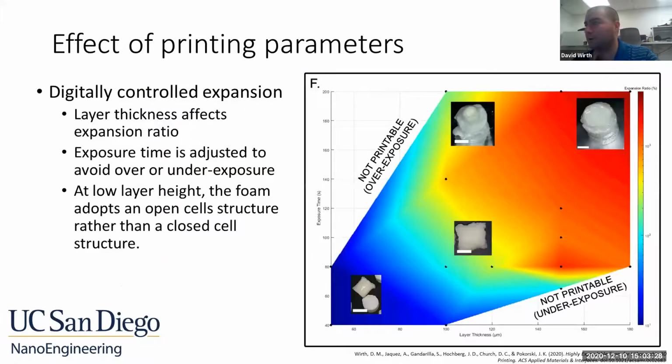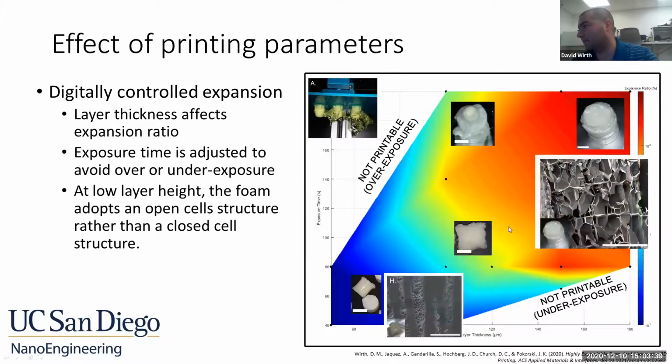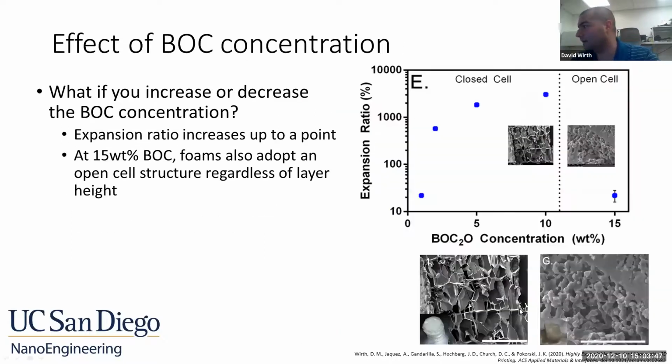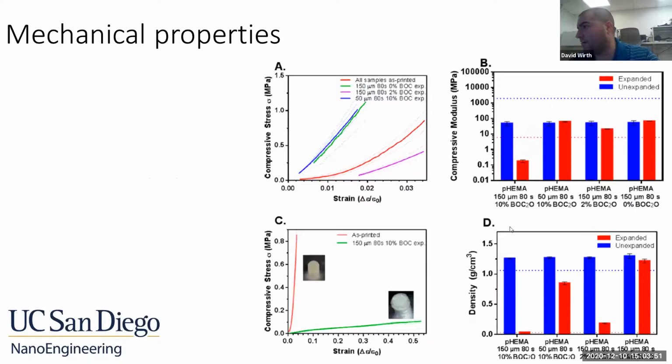You can also control the expansion digitally. So just by changing the layer height or the exposure time, you can change how it expands and how much it expands. You can also change the cell type. You can go from an open cell to a closed cell foam just by changing the print parameters or the chemical composition. Yeah, so there's a lot of work that was done in that area. Mechanical properties: this stuff is pretty similar to styrofoam in terms of mechanical properties.